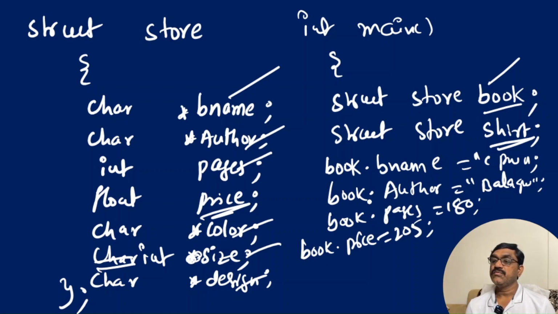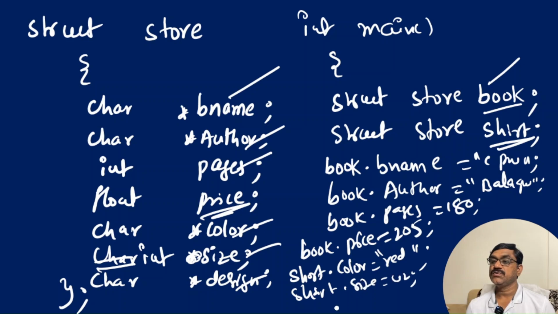So for the book, we have used these properties. Next, similarly, you can use the variable shirt. We can say shirt dot color is equal to, say, red. Next, shirt dot size equals, you can say the value 42. Shirt dot design equals some checks, like this.